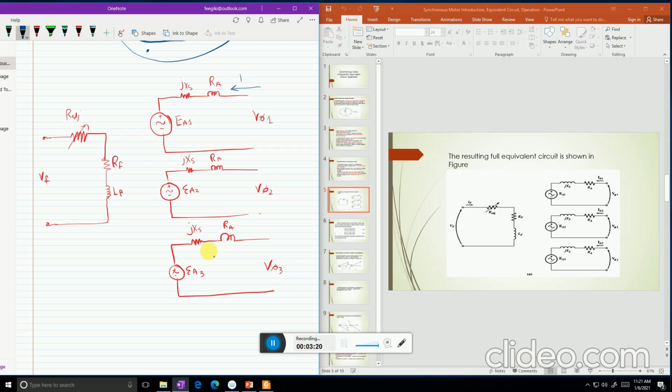IA. In the synchronous generator, the direction of IA is in this way, but in the motor, the direction is reversed. So the IA direction is now this one. So that's how the equivalent circuit of the synchronous motor looks like.